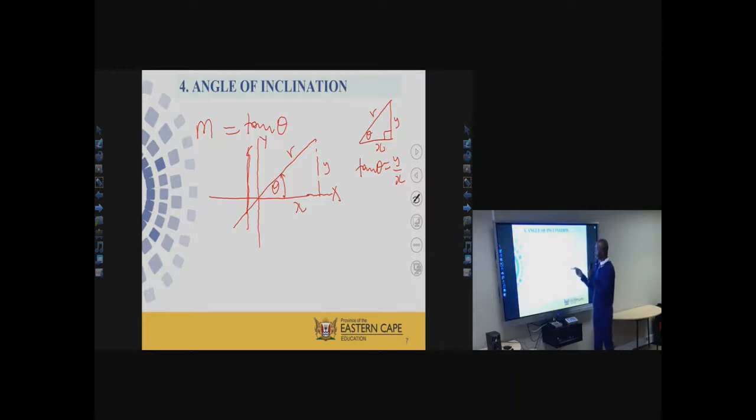And the gradient, remember, is changing y over changing x. So basically, the most important thing is for you to understand that the gradient m is the same as tan theta, as an angle of inclination.